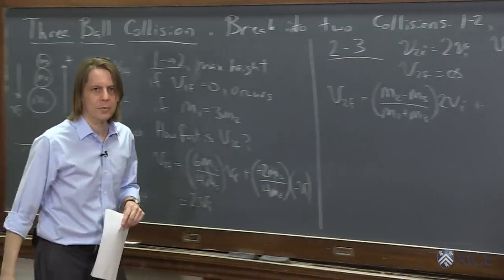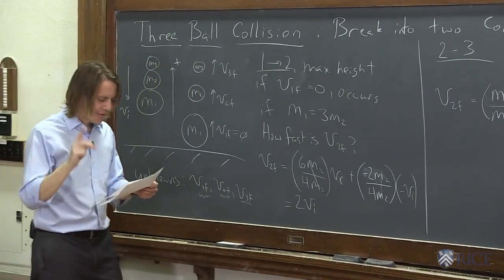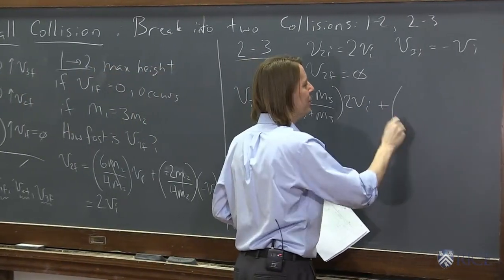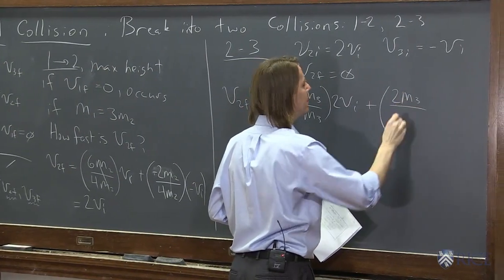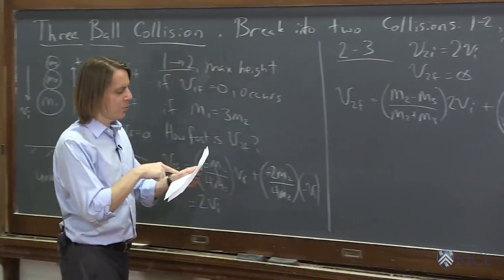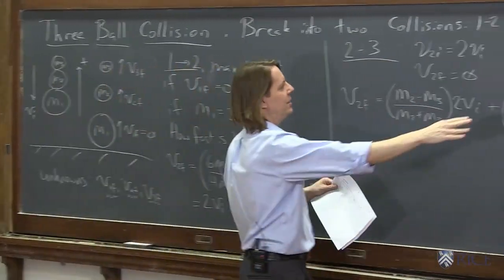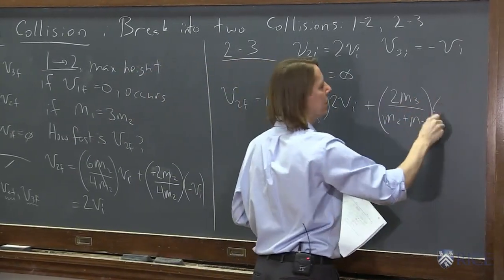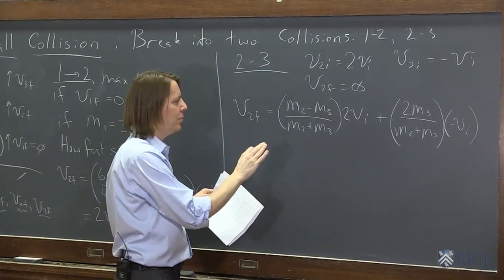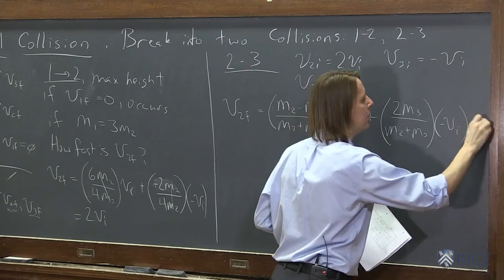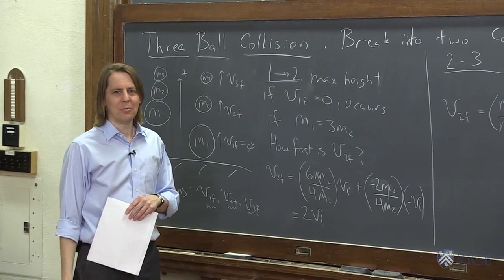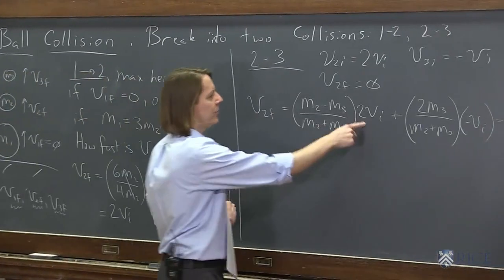Okay, that's the first term. And there's a second term. That's the 2m term. It's usually 2m2 over the sum, but now it's 2m3 over the sum because we're doing this for different ones. 2m3 over m2 plus m3. And that's times the second one's initial velocity, which is minus vi. So that was one of those two general elastic collision equations, and we want it to be equal to 0. This is what gave us 3 before, but now it's not going to give us 3 because we're going in at a different speed.